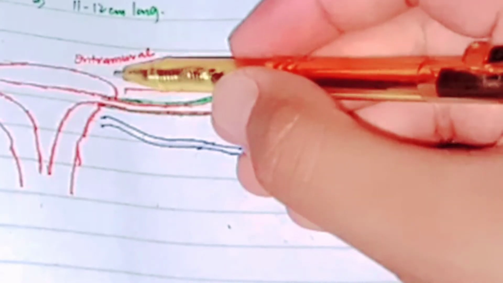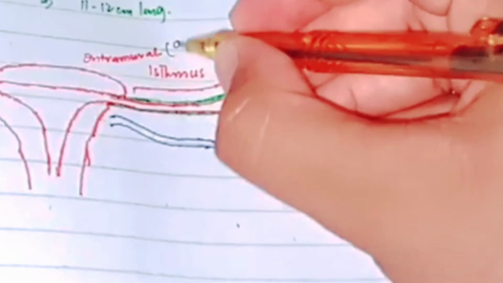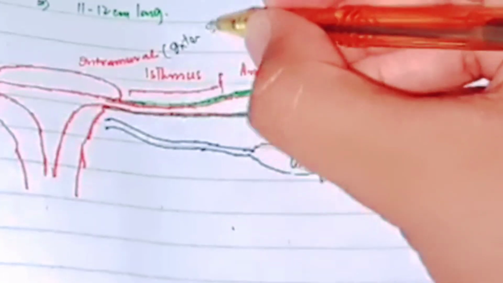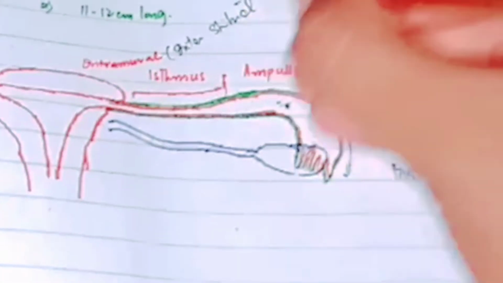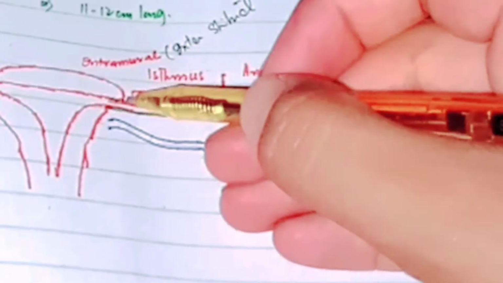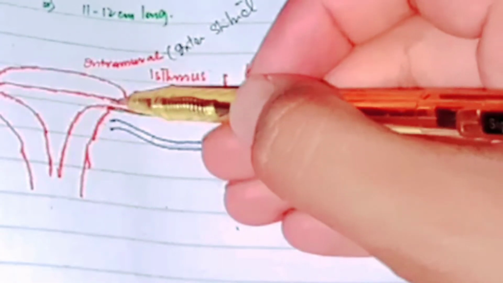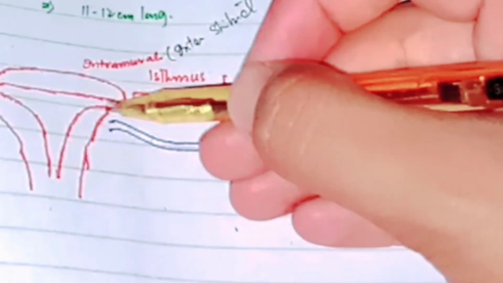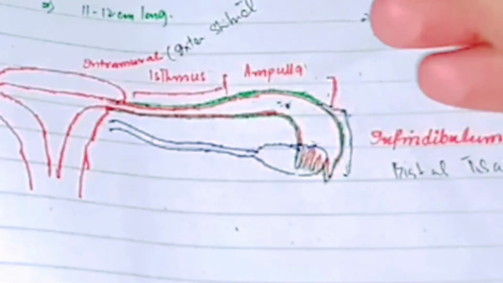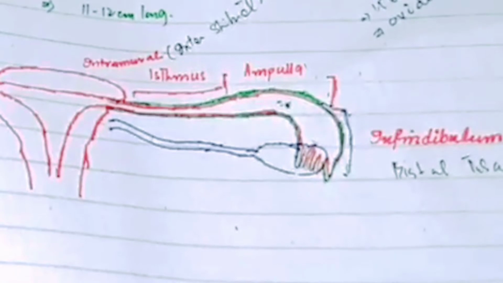Another part is called the intramural, or the interstitial part, which is the part of the fallopian tube which pierces the wall of the body of the uterus. It is called the intramural part, or it is also called the interstitial part.